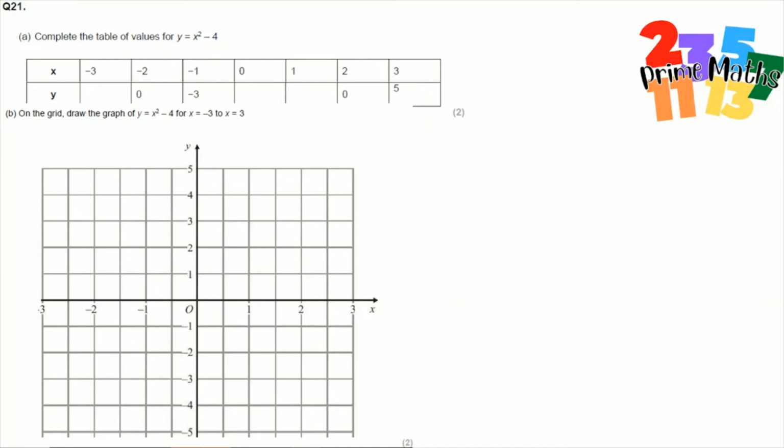Completing the quadratic graph, 1 squared take away 4 is minus 3, 0 squared take away 4 is minus 4, minus 3 squared is 9, take away 4 gives us 5. We plot these coordinates at 3, 5, 2, 0, 1, minus 3, 0, minus 4, minus 1, minus 3, minus 2, 0, and minus 3, 5. We then connect these up with a smooth curve, which is difficult to do on the computer, to make a U shape.